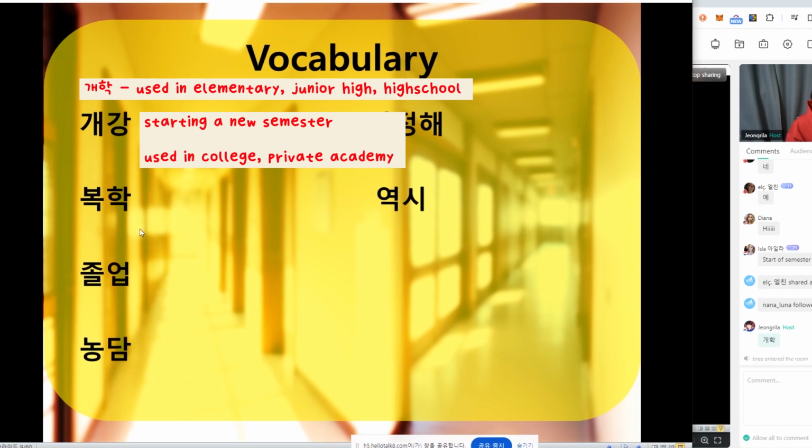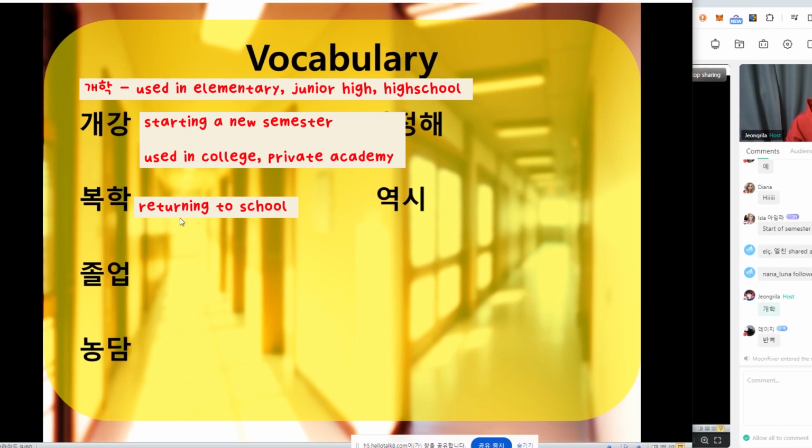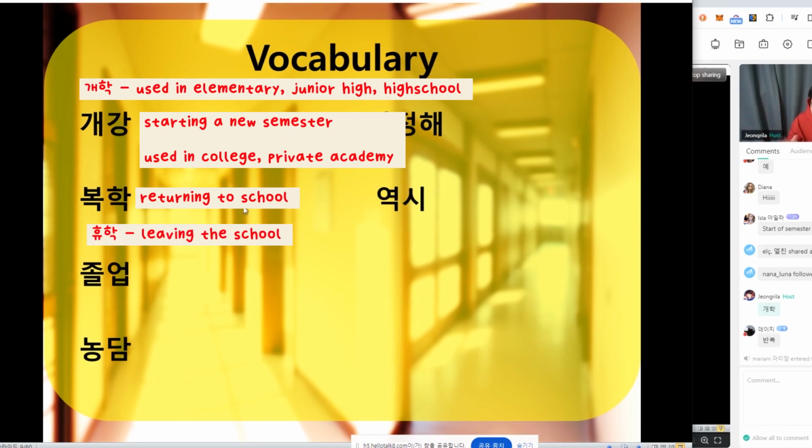What is 복학? 복 means again. 학 is to learn. So 복학 is returning to school, returning to the university. So in Korea, this word is used really much because most young Korean guys have to go to the army, right? In that case, we leave the university, and we say 휴학. After the army, when we return to the university, we say 복학. So 휴학, 복학.